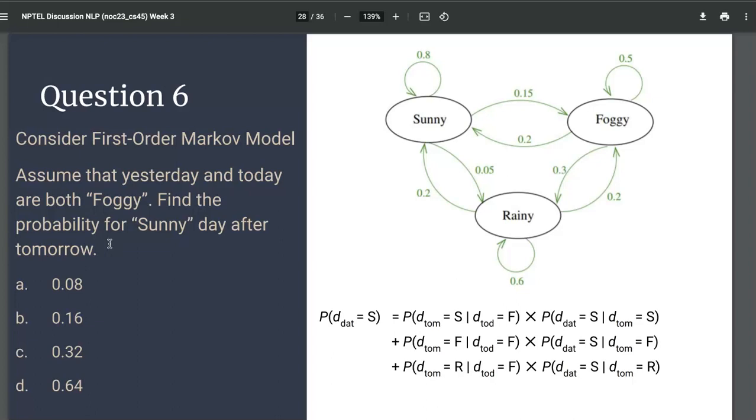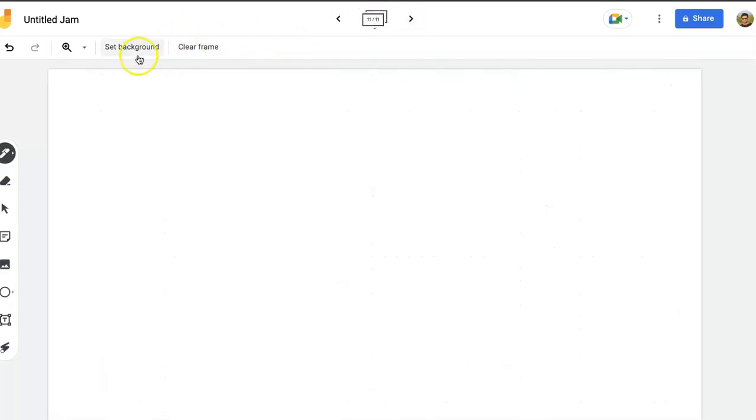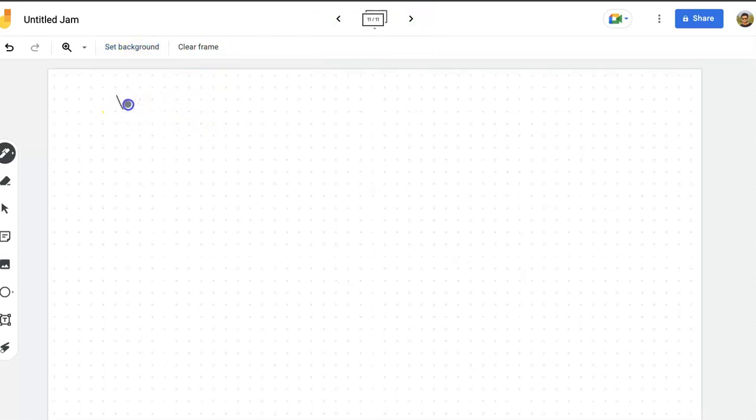So this is a simple probability question. We just need to go step by step. This is a first order Markov model. So let's go to the next slide. What we know? We know about yesterday. We know about today. We don't know about tomorrow. And they are asking about the day after tomorrow.